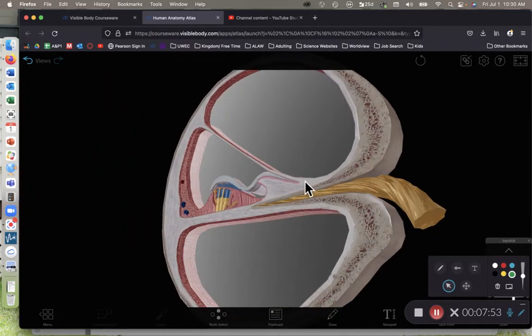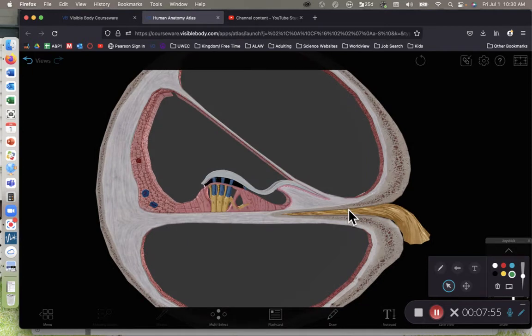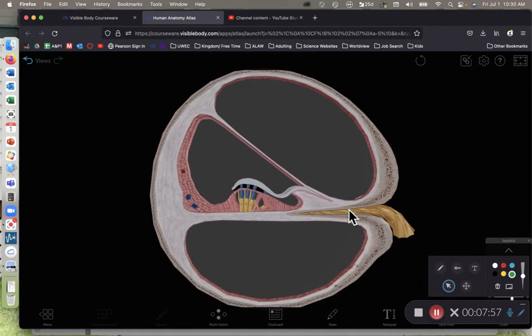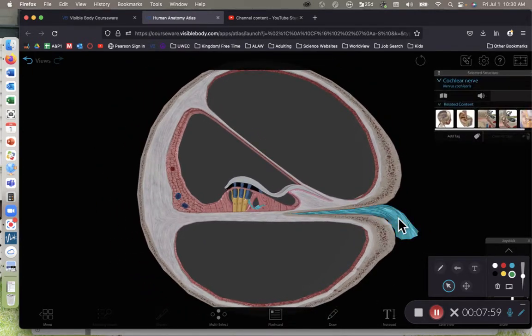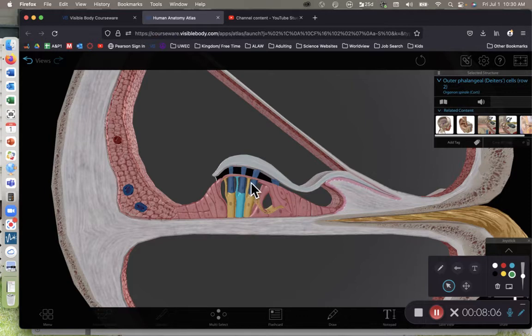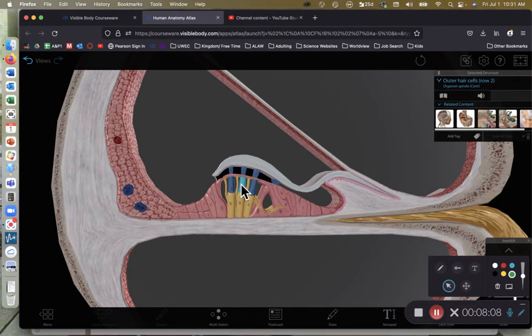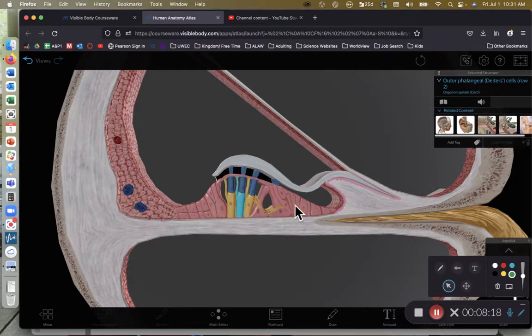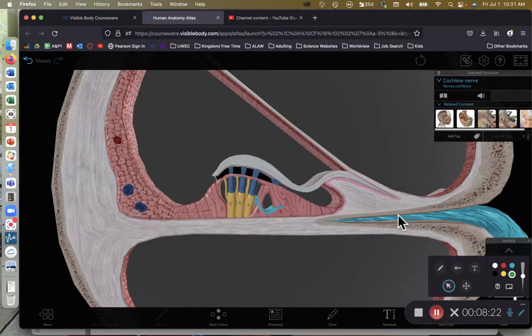So here I'm pulling up a cross-sectional view of the cochlea, and we can see here the cochlear nerve. That cochlear nerve is going to connect to some cells that have some hairs coming off of them right here. And as these hairs vibrate back and forth, we will take those vibrations and turn them into action potentials that we send down the cochlear nerve to ultimately be interpreted as sound.